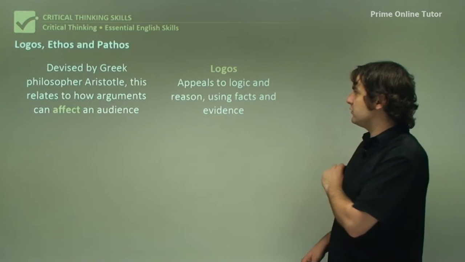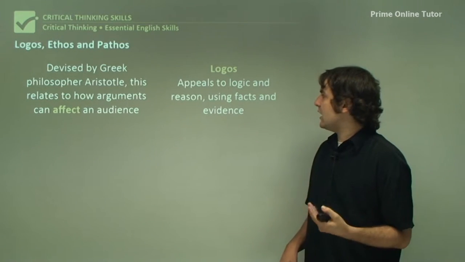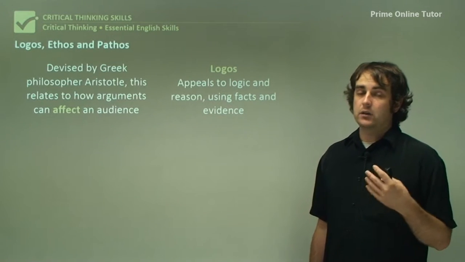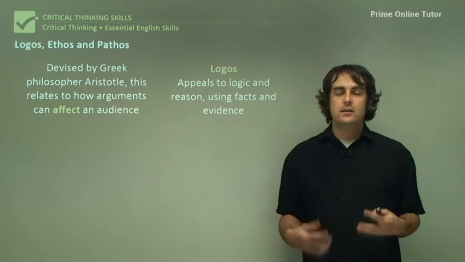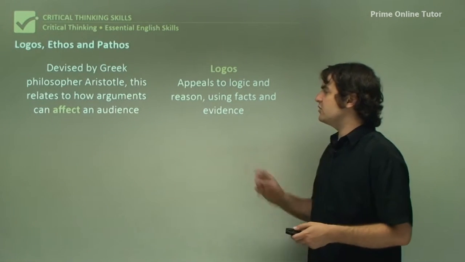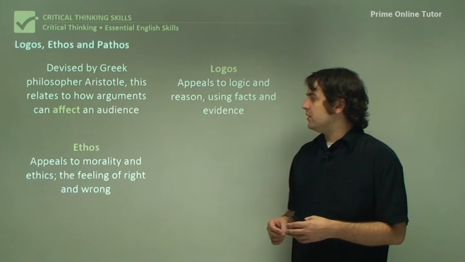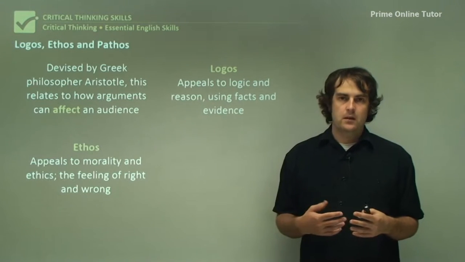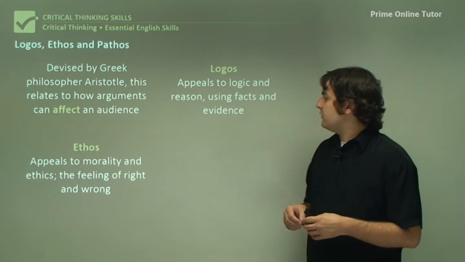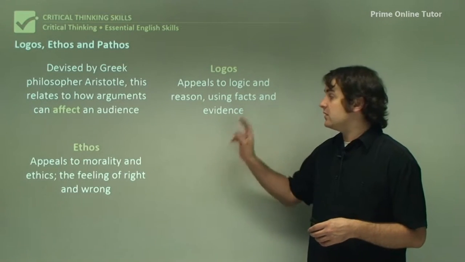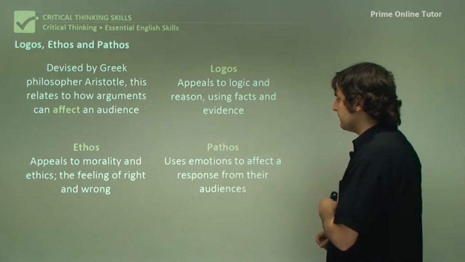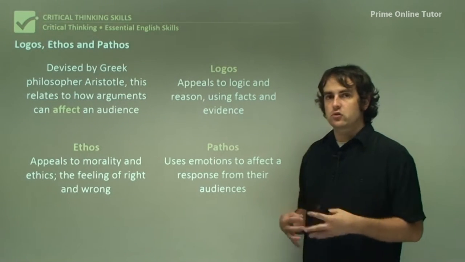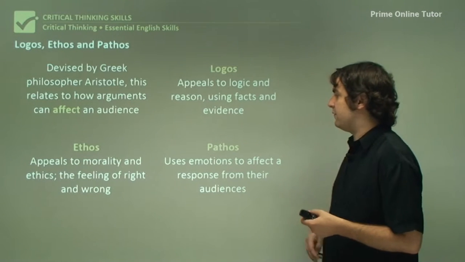Number one, logos. It appeals to logic and reason, and uses facts and evidence. So if a text is trying to appeal to its audience using facts and evidence, then it is using that strategy. Number two, ethos: if it's trying to appeal to morality or ethics, it's trying to appeal to someone's feeling of right and wrong. The third one, pathos, is an emotional response. It tries to develop emotional reactions in order to make an audience care.